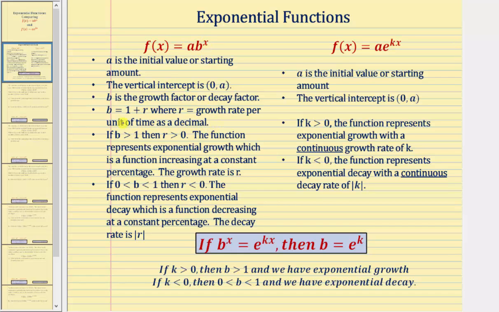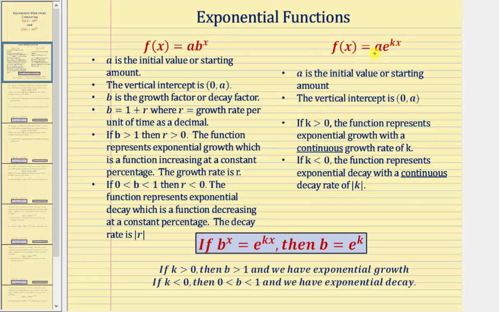So if the base b is greater than 1, then r would be positive or greater than 0. So we have exponential growth, and we have an exponential growth rate per unit of time equal to r. Now, if the base b is between 0 and 1, then r would be less than 0 or negative. So we have exponential decay, and we have a decay rate per unit of time equal to the absolute value of r. So the important thing to recognize here is that the growth or decay rate is per unit of time, meaning it could be per year, per quarter, per month, and so on.